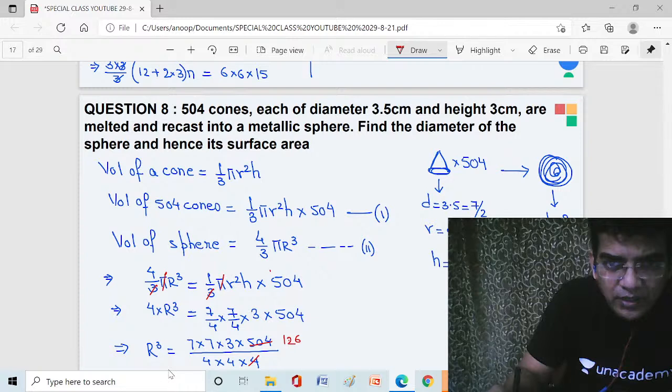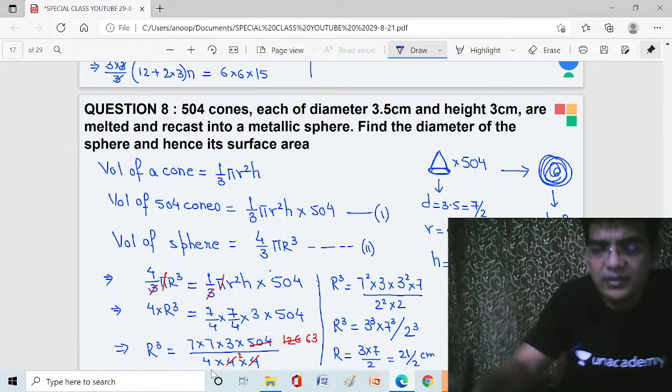Now if I take the cube root, so I am getting the radius. So these cubes will be cancelled out, so it will be 3 into 7 upon 2. That is 21 upon 2 centimeter. That is the radius I have got. Hope this much is clear to you. But the question says find the diameter. So let's find the diameter. So here only I can find the diameter.